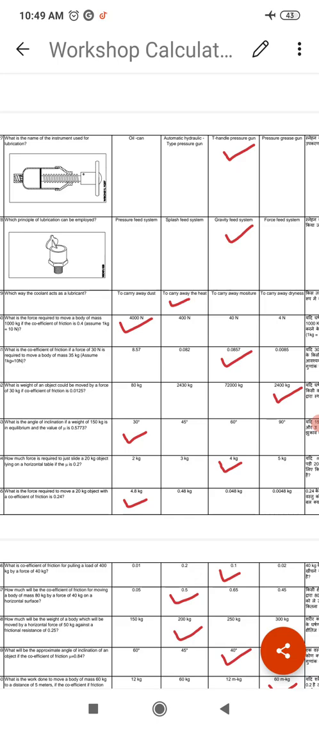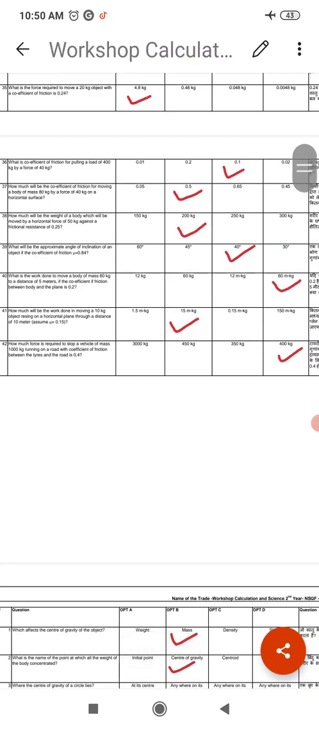Option A. Next, how much force is required to just slide a 20 kg object lying on a horizontal table if mu is 0.2? The answer is 4 kg. Next question, what is the force required to move a 20 kg object if the coefficient of friction is 0.24? The answer is 4.8 kg.